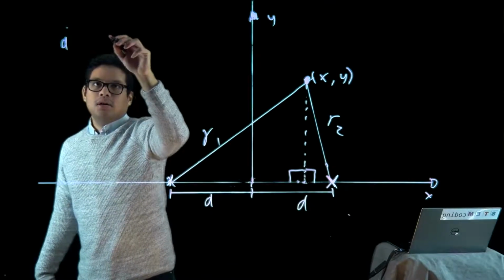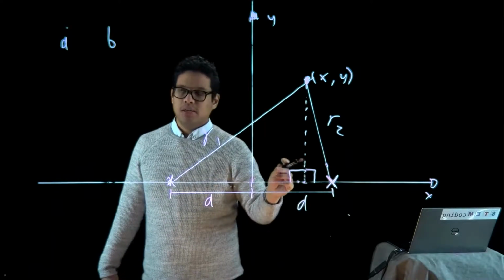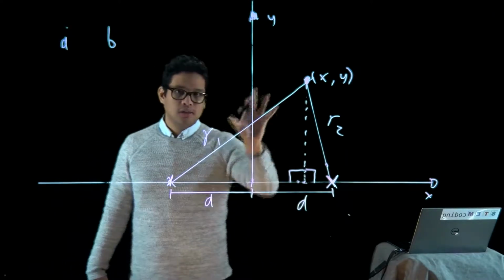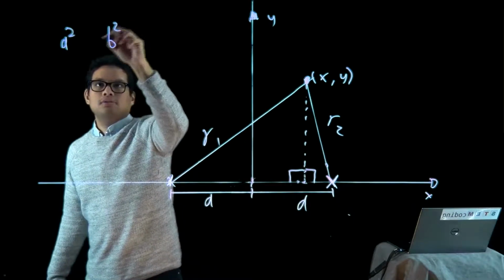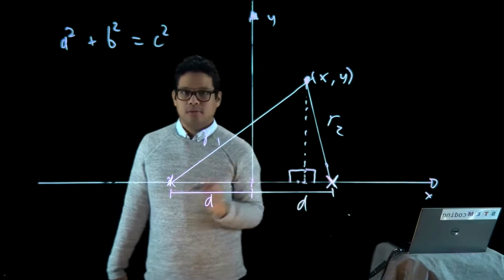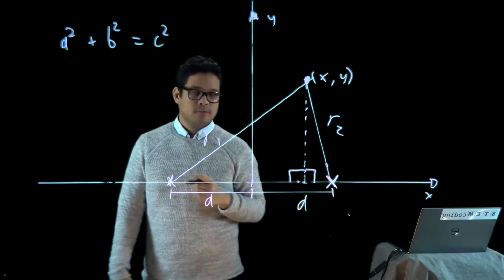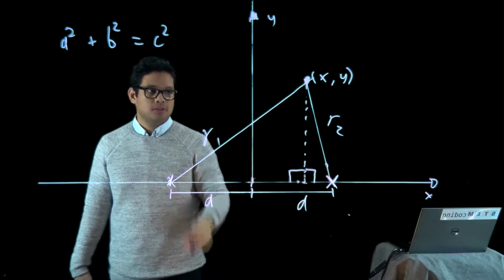One of the right triangle sides is B, right? And these are the two sides that are not the longest side, called the hypotenuse. We can relate those two to the length of the third side, the hypotenuse, which is C. And that relationship is A squared plus B squared equals C squared.